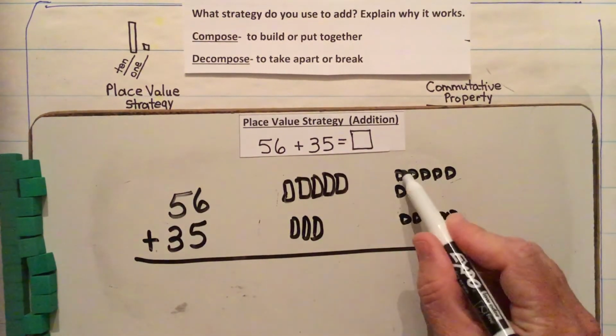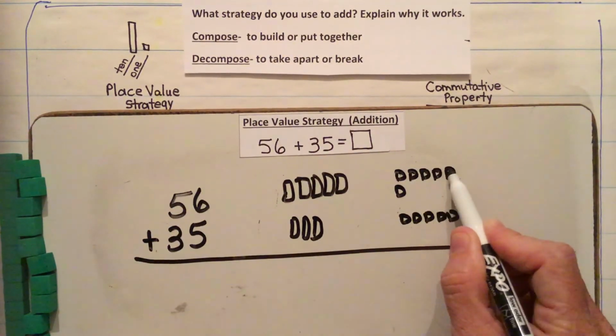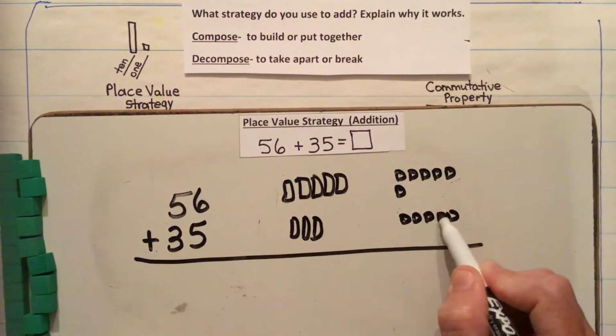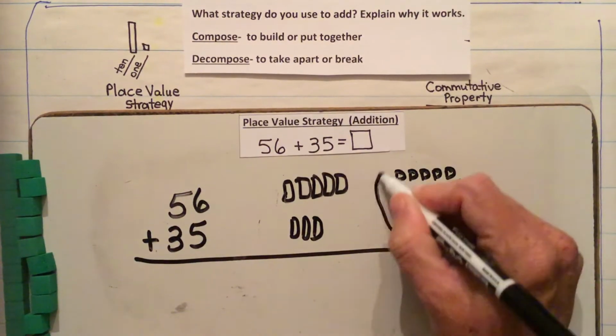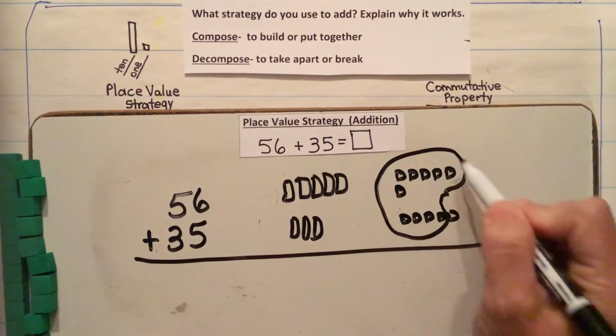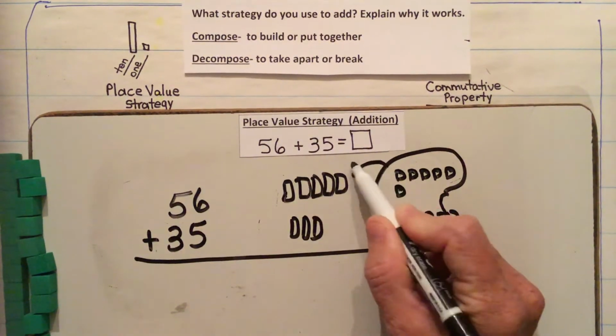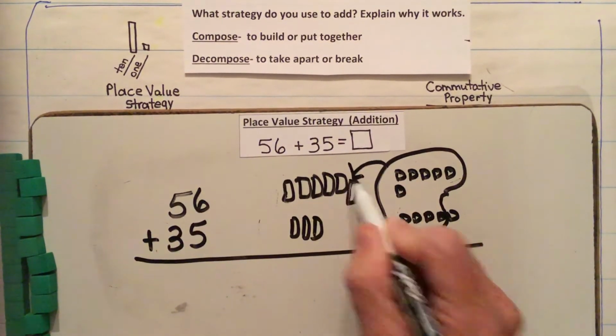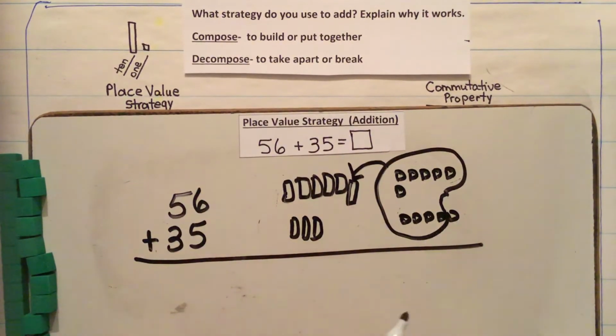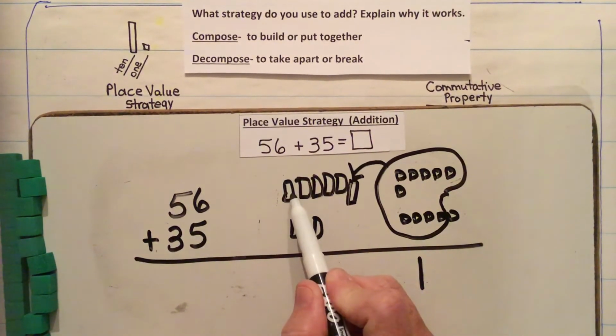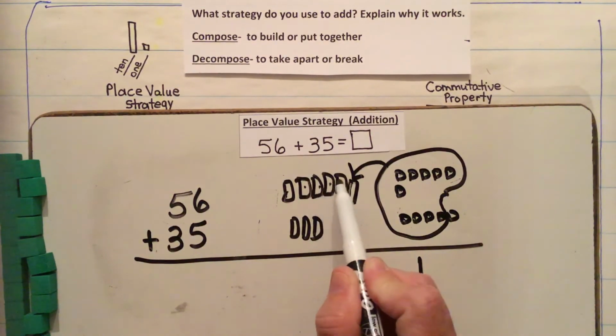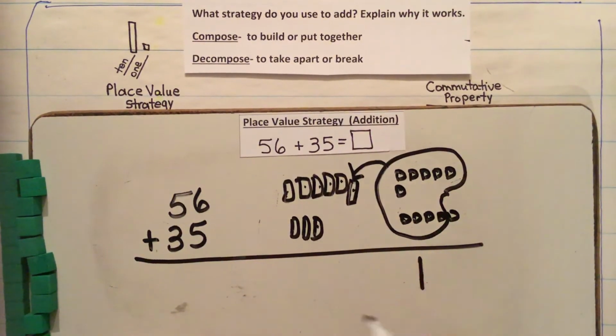Now I'm going to count 1, 2, 3, 4, 5, 6, 7, 8, 9, 10. I have 10 ones, so I immediately know that I have to compose. I compose them, and I draw that arrow over here, and I put that tens block underneath. Don't forget this step. I go back to my ones, and how many ones are left? Only one. How many tens? Carefully count. 1, 2, 3, 4, 5, 6, 7, 8, 9. 9 tens. Your sum is 91.